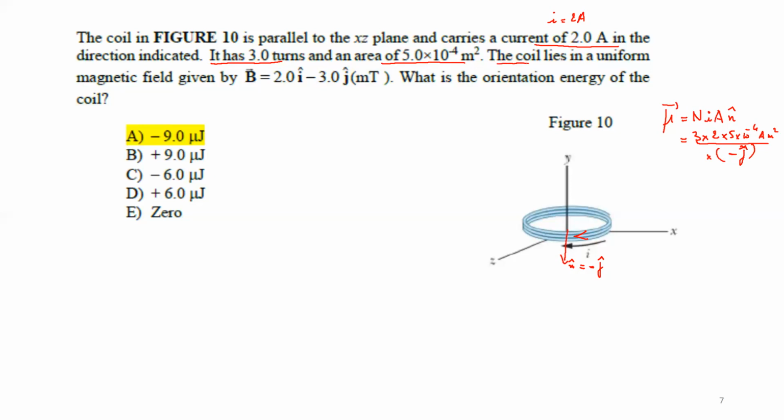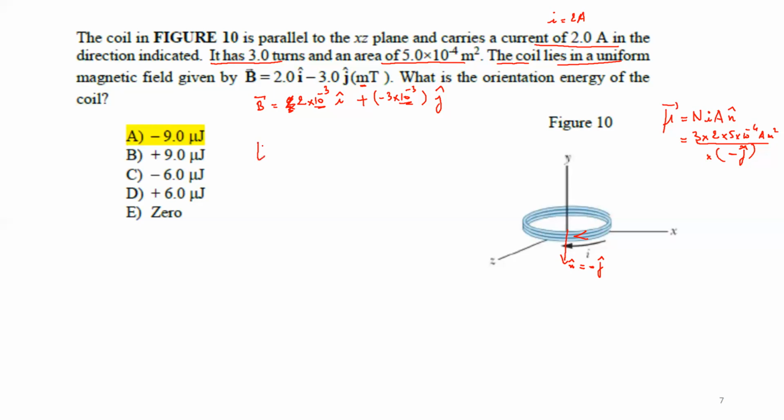Now, as I said, the coil lies in a uniform magnetic field given by this. So I give you the magnetic field B: 2 millitesla, where millitesla is 10 to the power minus 3 Tesla, along i hat, minus 3 10 to the power minus 3 Tesla along j hat. I put the millitesla in Tesla, that's why I'm putting 10 to the power minus 3 here. Now the question is very simple. What is the orientation energy of the coil?